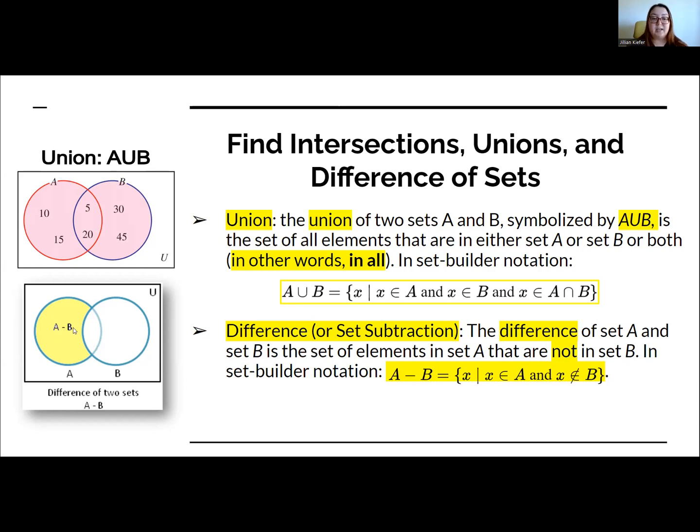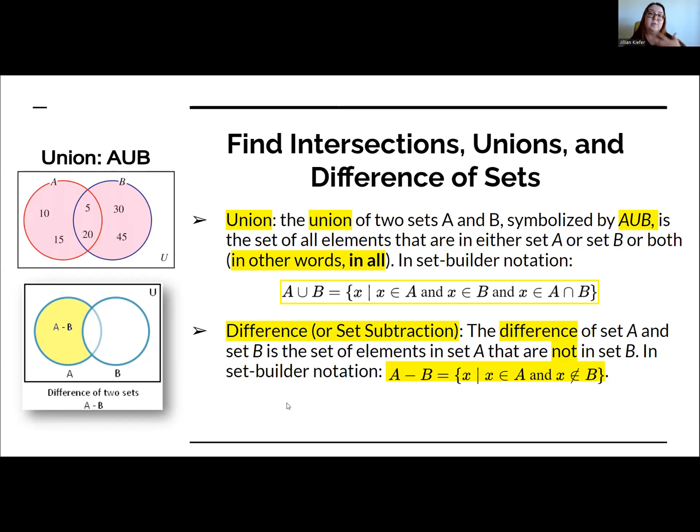So A minus B, the difference between these two sets, would be what is in set A and not in set B at all. So you kind of end up with this shape here. You're excluding what is in the both category, just what is in A. And that's how we usually read set subtraction.